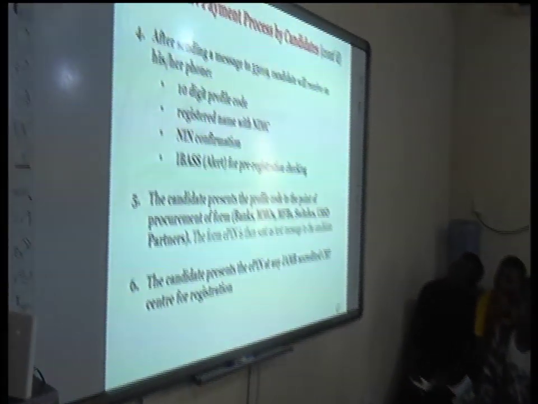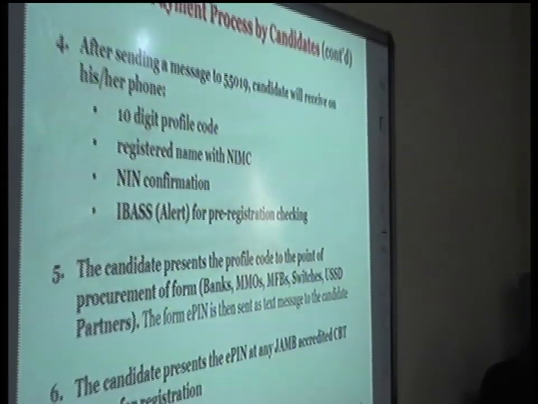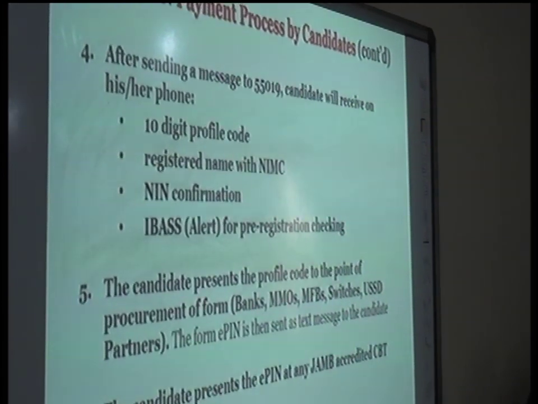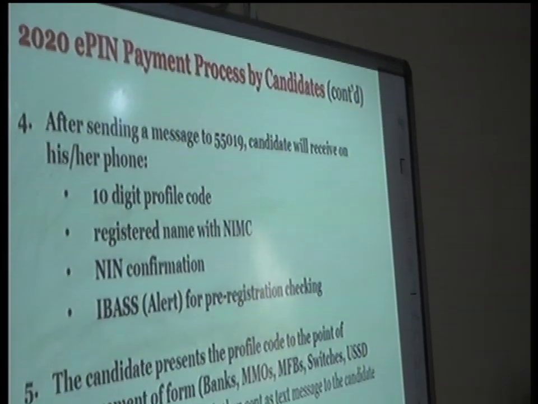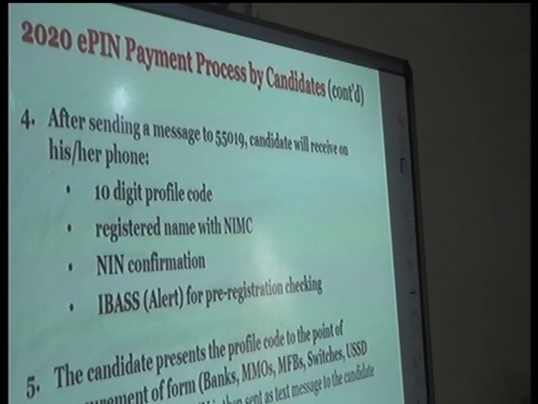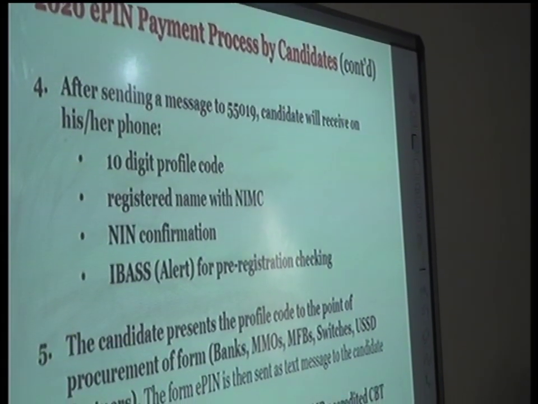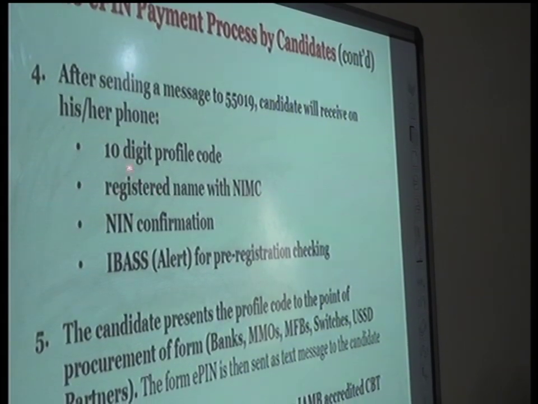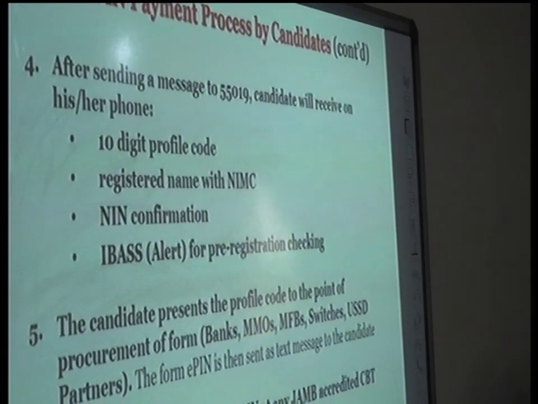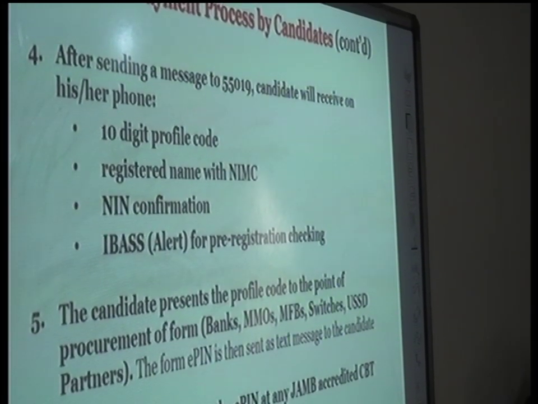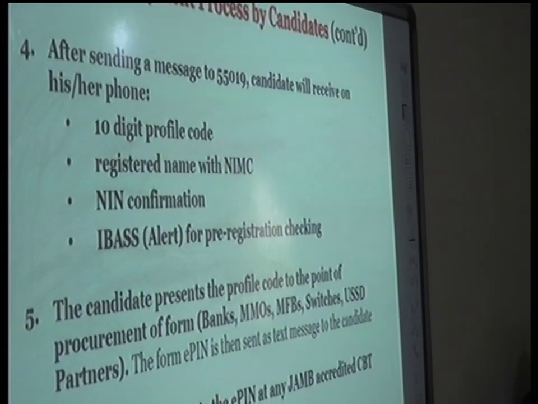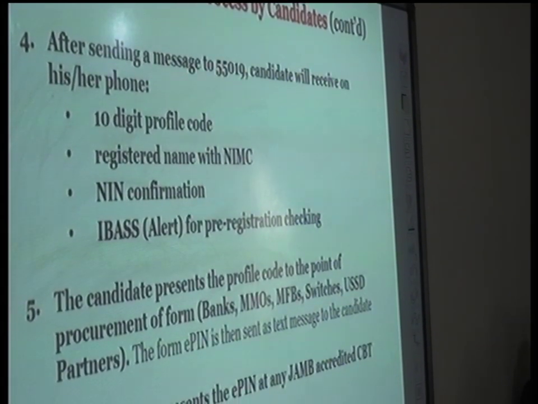Then when you have done that, let's proceed. After sending the message to 55019, you will receive on your phone a 10-digit profile code. JAMB will send you your 10-digit profile code, and the name that you used in registering your NIN. That's why I told you, you must give them your official name.